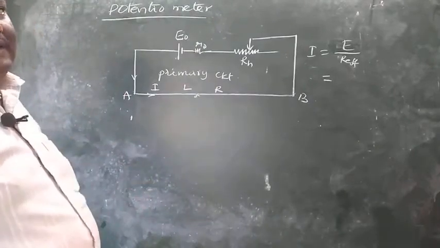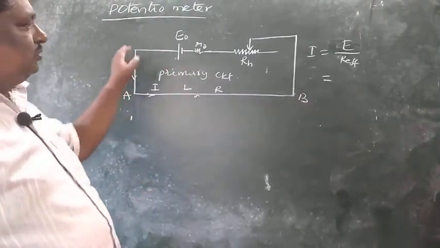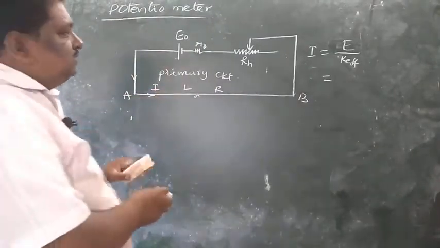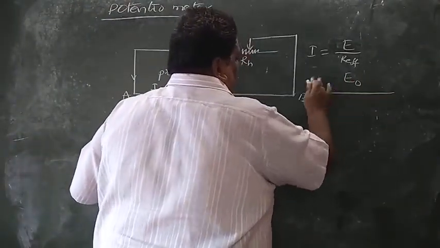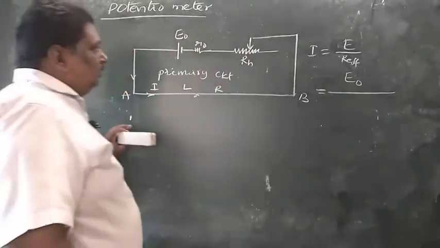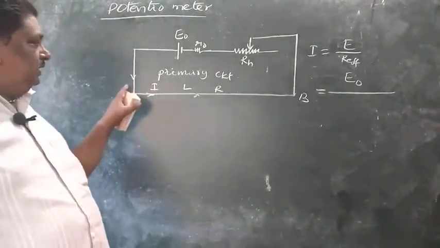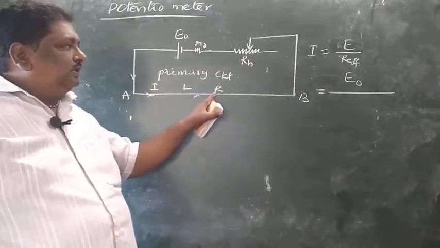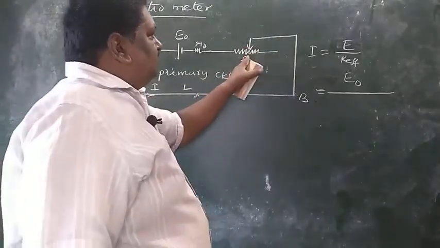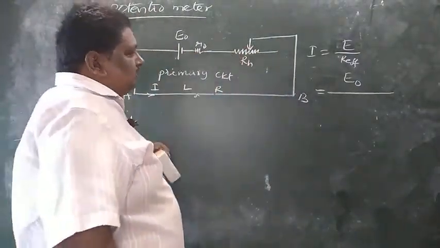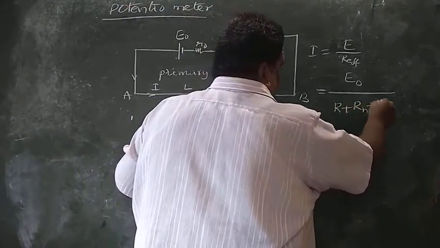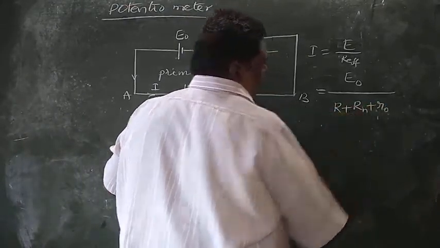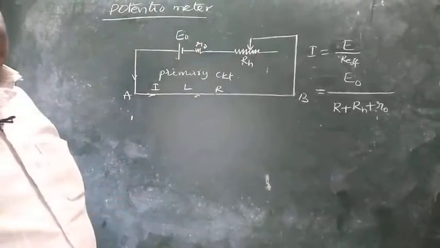Therefore, I is the current passing through it. I is equal to total voltage by total resistance. What is the total voltage? E naught is the total EMF. Total resistance: here the wire resistance R is present, RH is present, R naught is present. So R plus RH plus R naught. This is the total current.